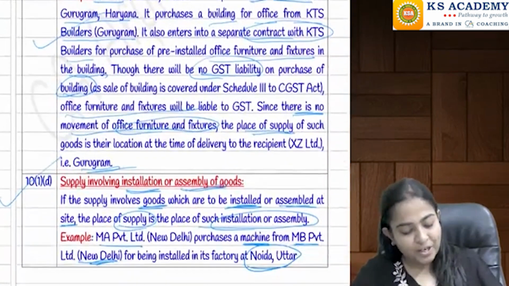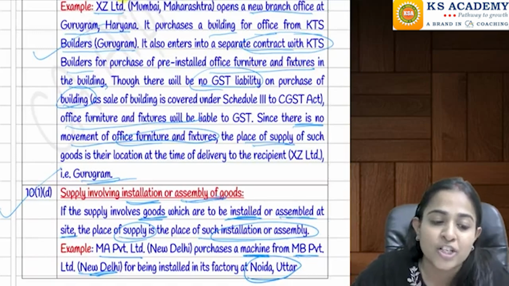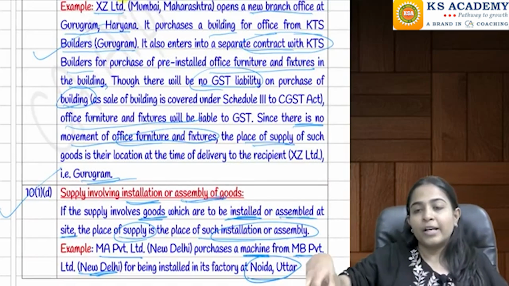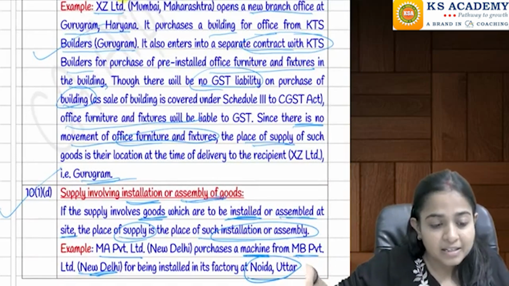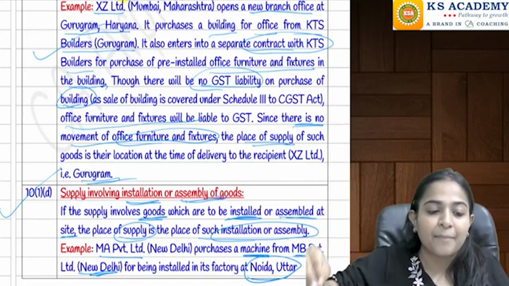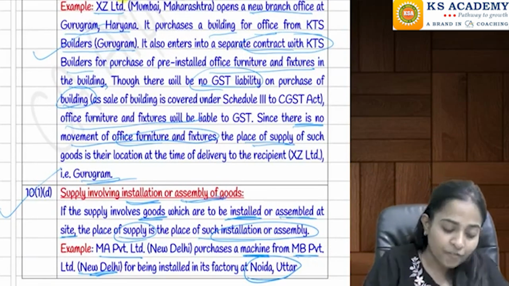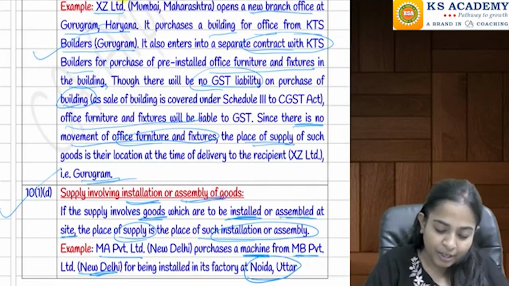Then going on to section number 10.1d. 10.1d talks about what? 10.1d talks about supply involving installation or assembly of the goods. Okay, so if I am providing you the supply of goods which needs to be installed or assembled at a particular place, the place of supply will be the place of installation or the place of assembling the goods at that particular place.